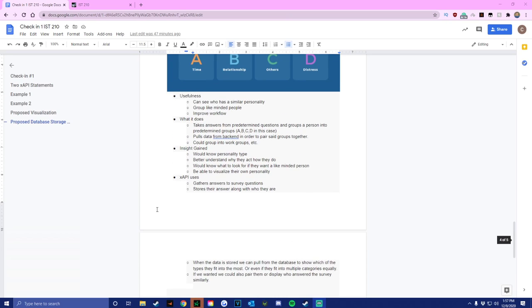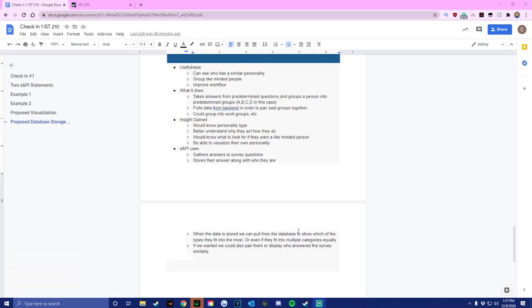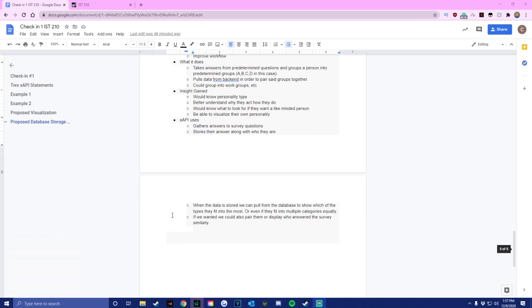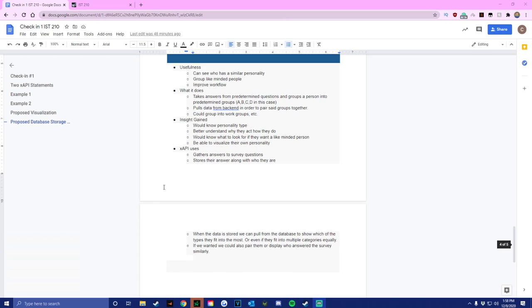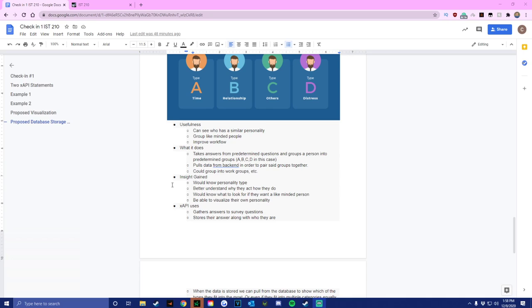I talked about that a little bit up here, but this is going into the actual xAPI uses. So this is after it's stored into the database already, and then we're pulling back from it, but we talk about that more in the back end video. And then we pair them and display them, who answered the survey similarly. I already talked about that. So that's basically what the front end is going to look like.